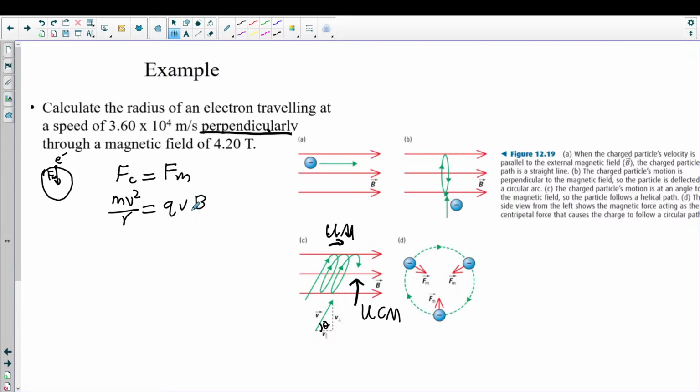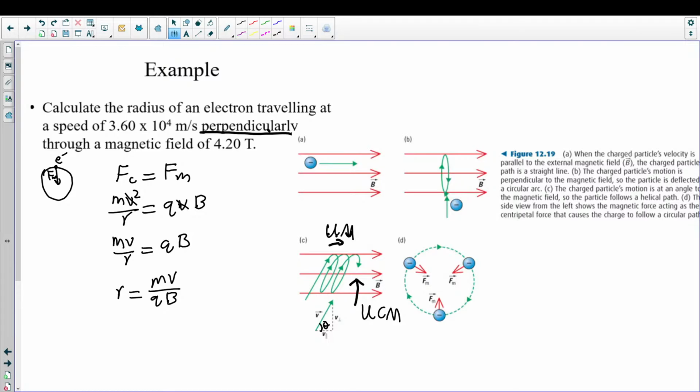I'm going to drop the vector arrow because I don't really care about direction right now. Radius is a scalar, so I only care about what the radius actually is. You quickly notice that there is a v on both sides, so this v actually cancels, so it turns into mv over r equal to qb. Quickly rearrange, and you'll find that r is equal to, just a cross multiply, mv over qb, and then we are done.